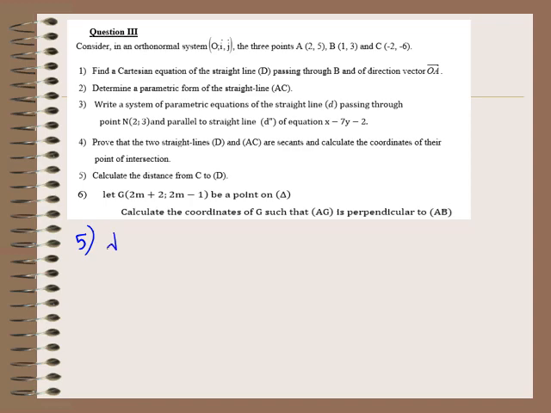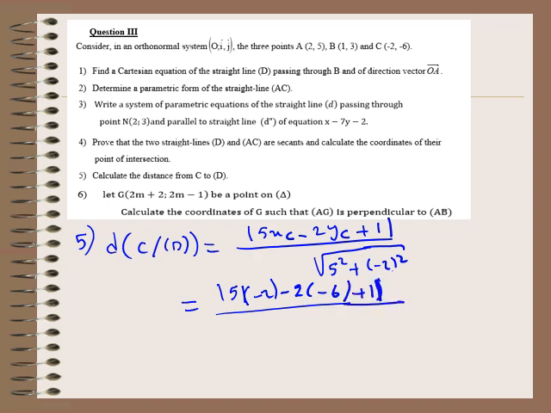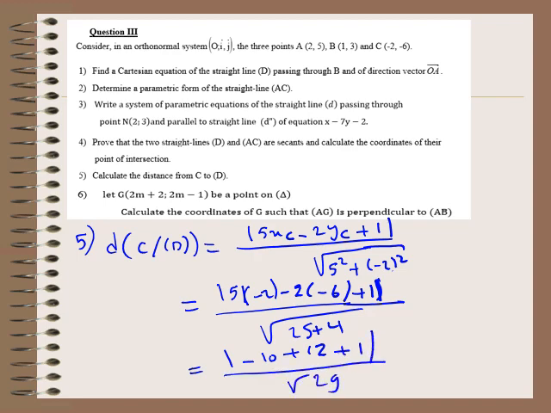Number 5. Calculate the distance from C to line D. Distance equals the absolute value of 5xc minus 2yc plus 1 over radical of 5 squared plus minus 2 squared, equals 5 times minus 2 minus 6 plus 1 over radical of 25 plus 4, equals minus 10 plus 12 plus 1 over radical 29, equals 3 over radical 29.